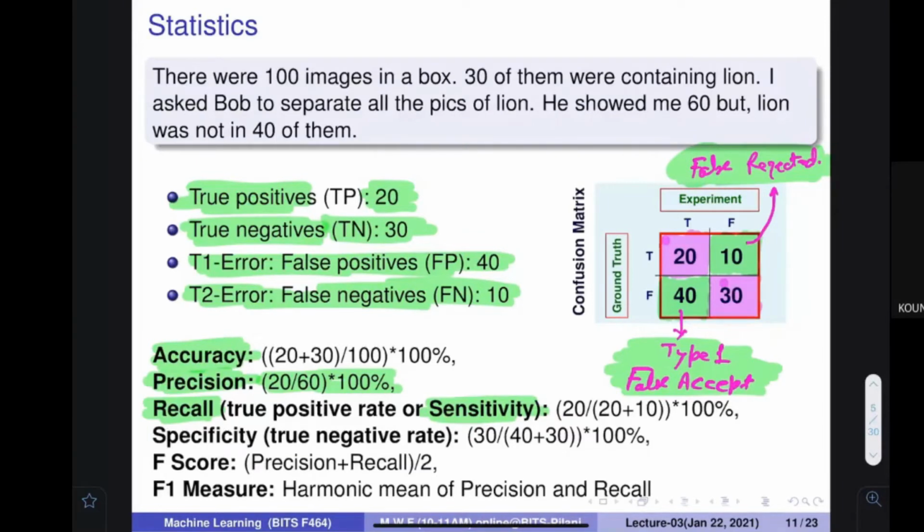Out of all positive items, how many items are you able to give me? The system was able to give me 20 of them in its experiment, and there were 30 positive items in total. So out of these 30 it was able to give me 20 items, so it is 30 divided by 30 plus 40. F1 score is another measure people talk about most of the time. It is precision plus recall divided by 2, and similarly the F1 measure is another parameter, called the harmonic mean of precision and recall. So all these things are important.